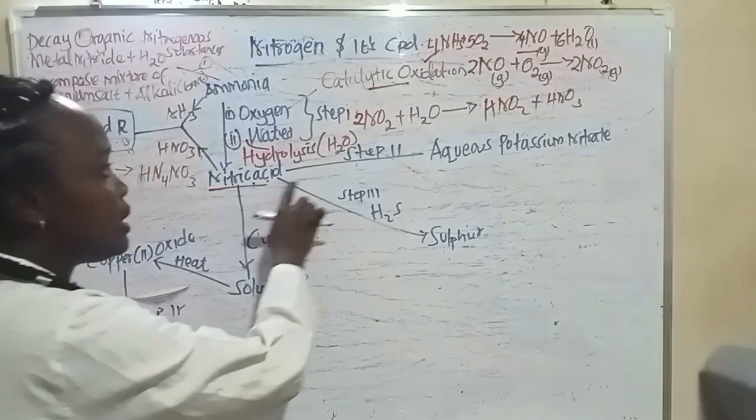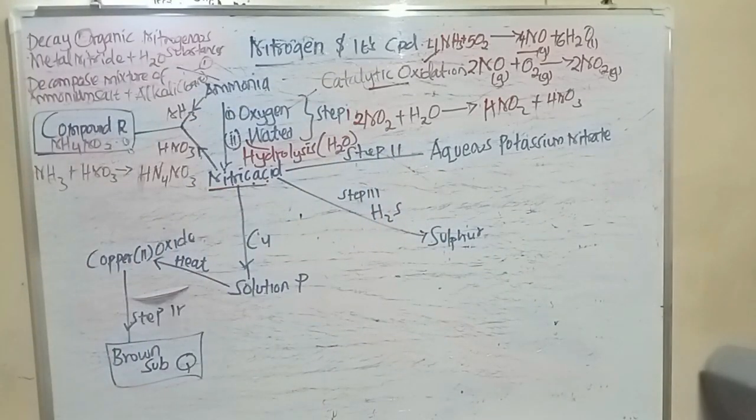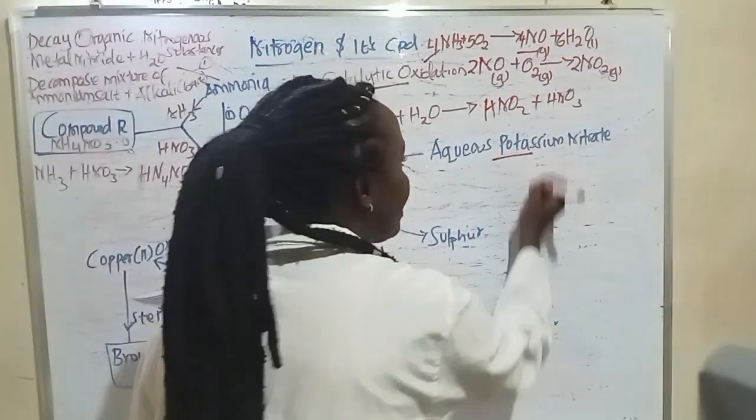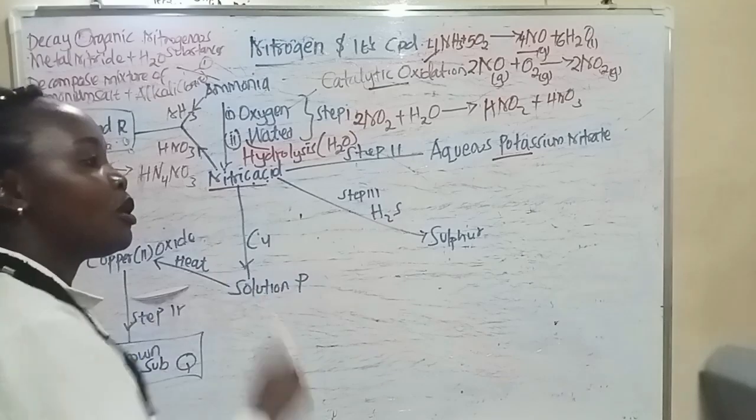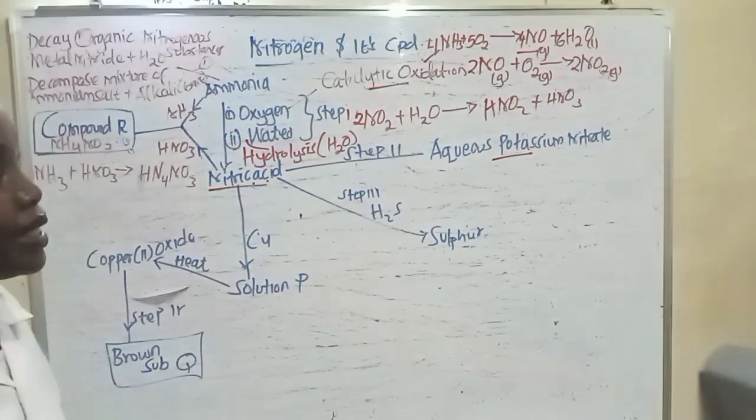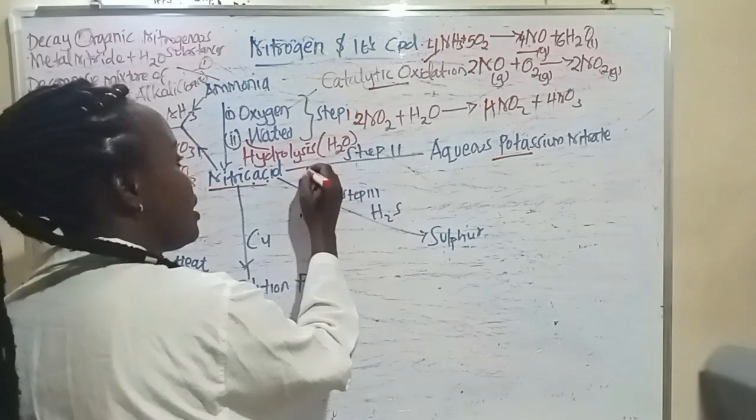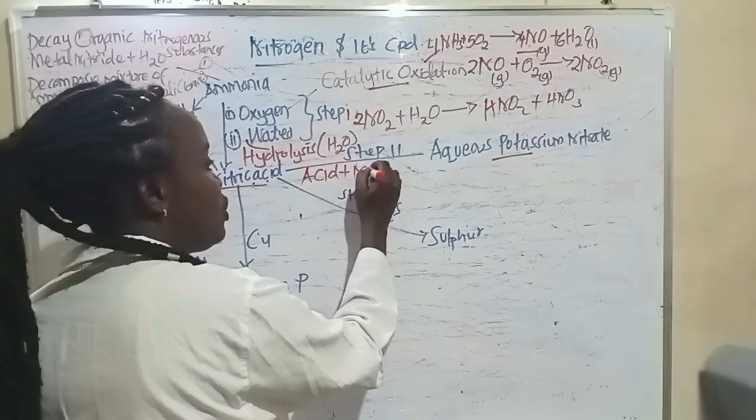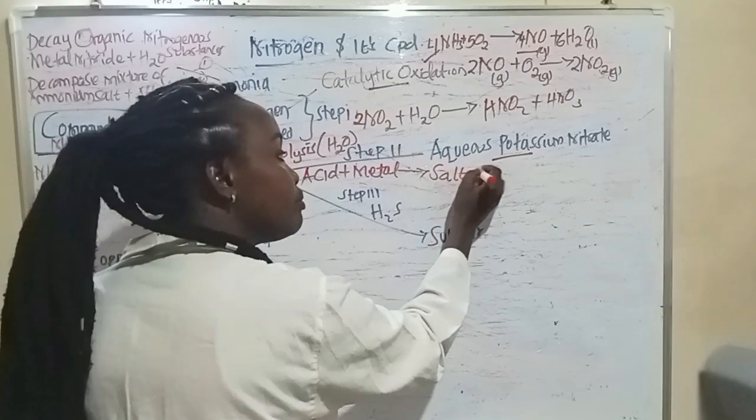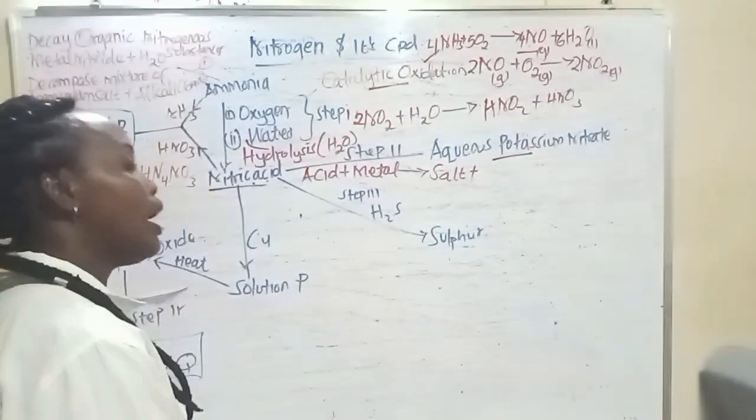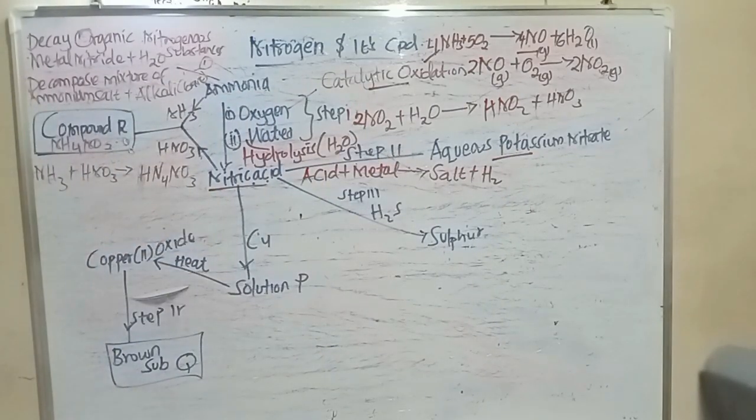Now, the nitric acid undergoes step 2 and you get aqueous potassium nitrate from it. You can see potassium here. Potassium is a metal. This means you are testing the chemical properties of nitric acid, which is now an acid. You react it with a metal. If you react an acid and a metal, what do you get? You get a metal salt and hydrogen gas.